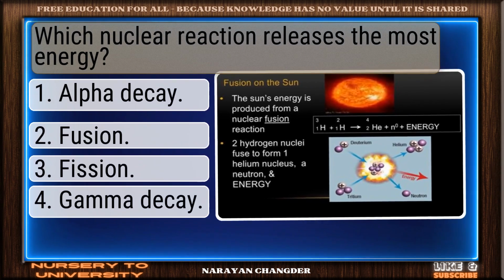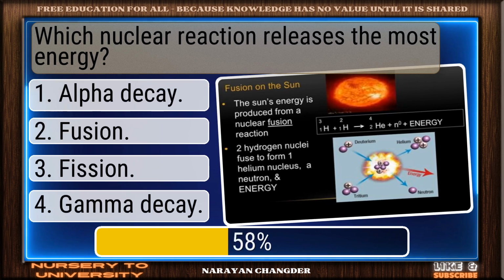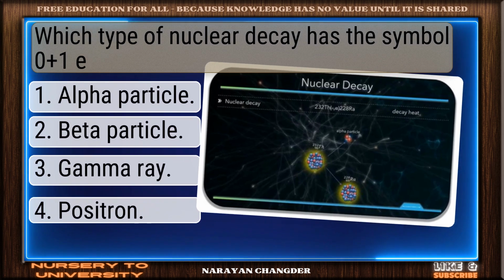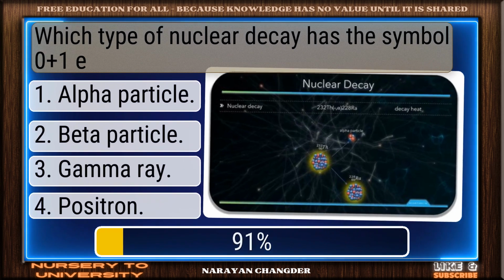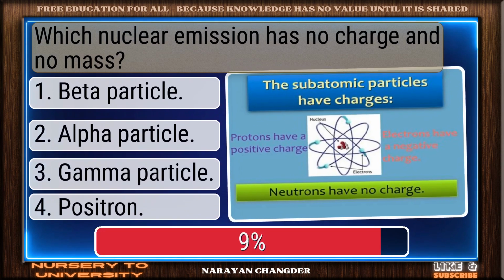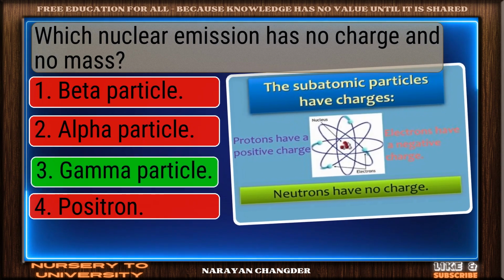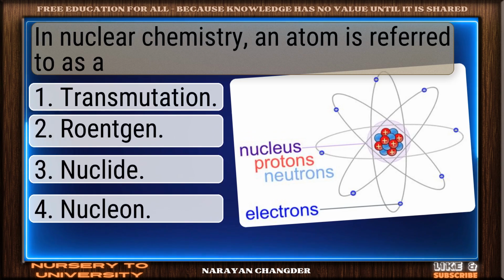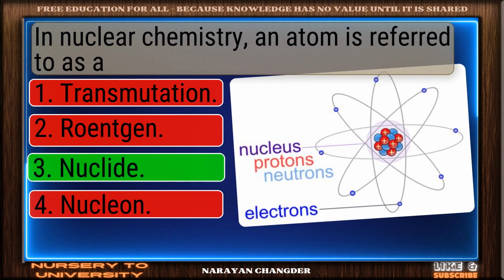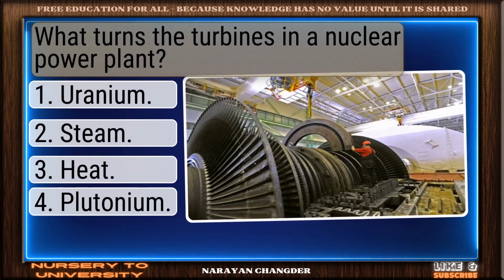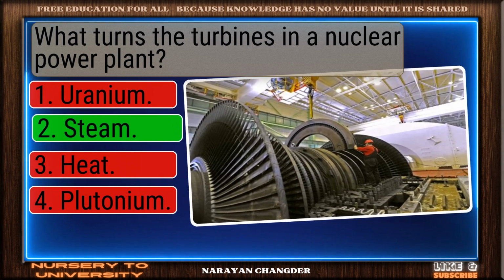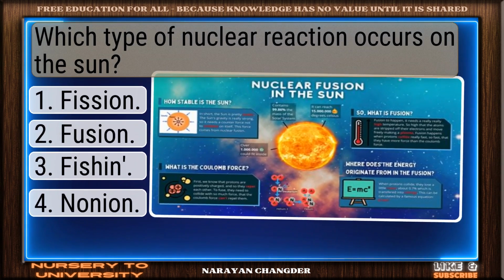Which nuclear reaction releases the most energy? Fusion! Which type of nuclear decay has the symbol 0, plus 1e? Positron. Which nuclear emission has no charge and no mass? Gamma particle! In nuclear chemistry, an atom is referred to as a... Nuclide! What turns the turbines in a nuclear power plant? Steam. Which type of nuclear reaction occurs on the sun?